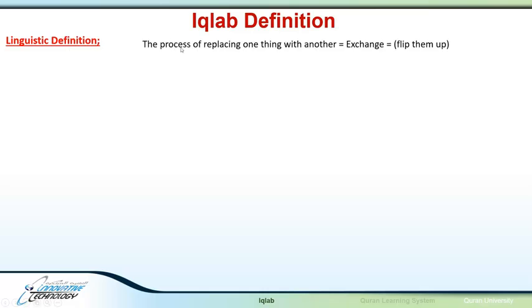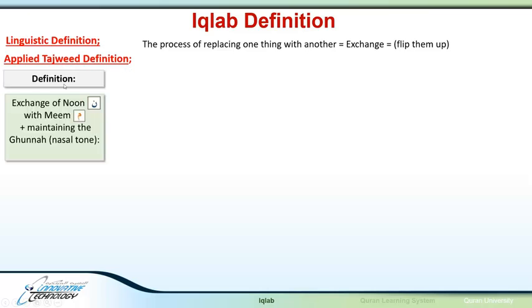Now we have enough background to define iqlab. Iqlab linguistically can be defined as the process of replacing one thing with another, or exchanging the two things with each other, or flipping them up. In the applied tajweed definition, iqlab is exchanging the nun sakina with a meme, yet maintaining the ghunna, the nasal tone.